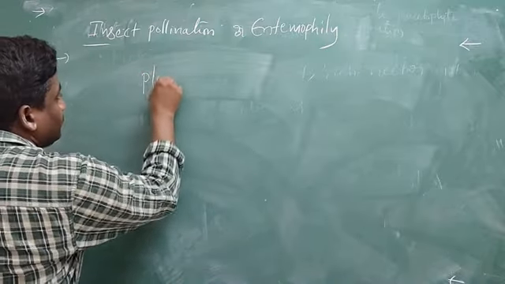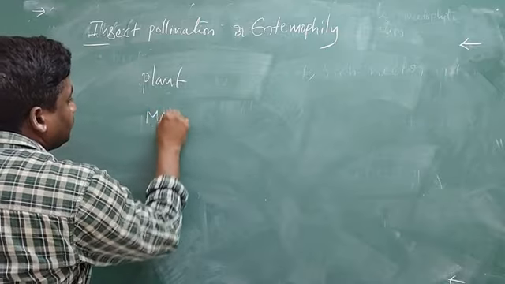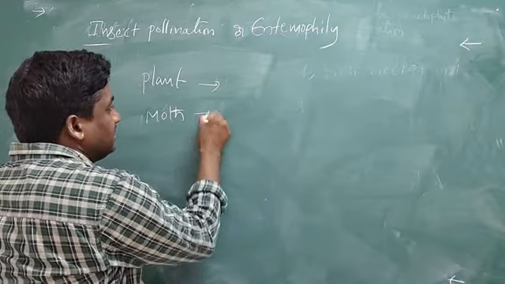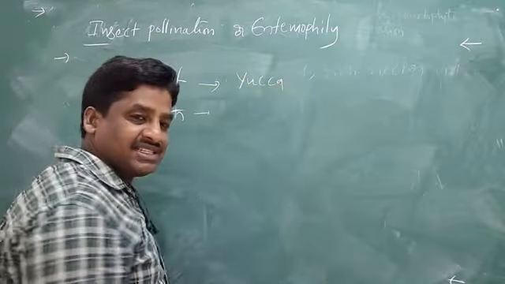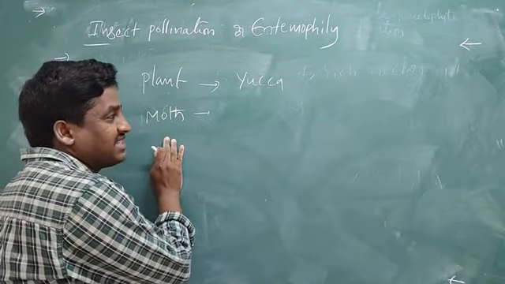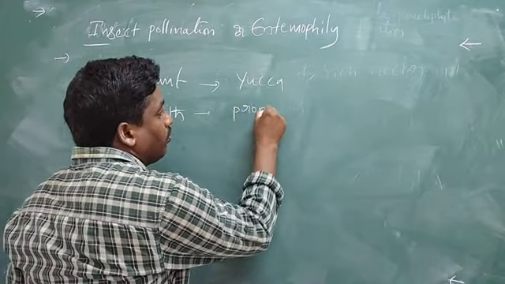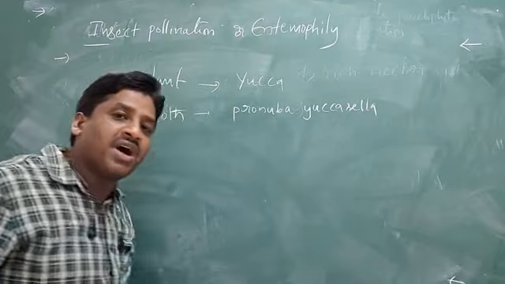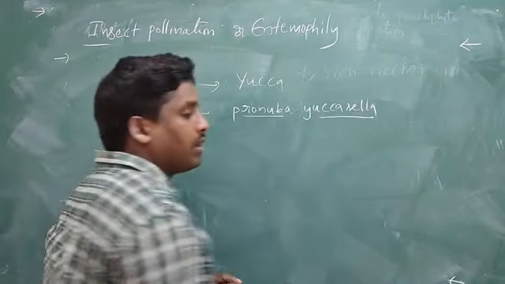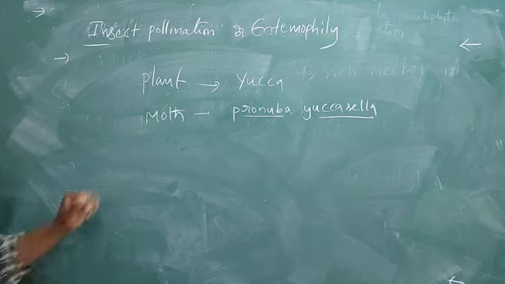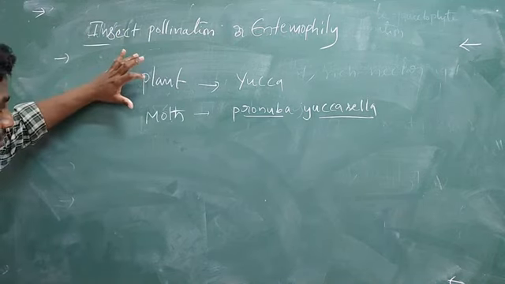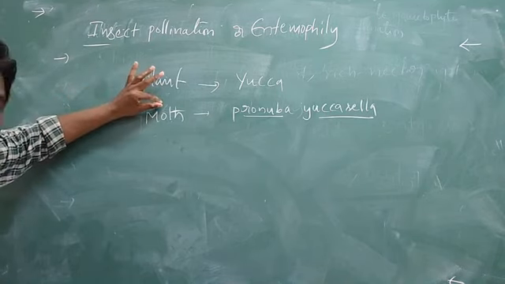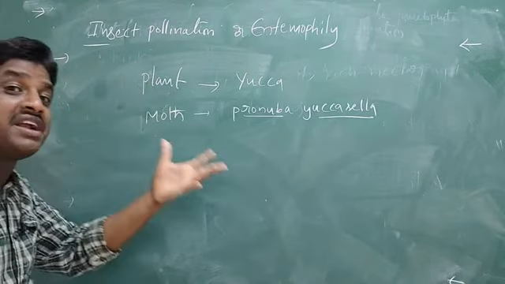So, plant and moth. The plant is called the yucca plant, and the moth, that means the insect, is called Pronuba yuccasella. The moth and the plant: if either one is not present, the other cannot complete its life cycle.